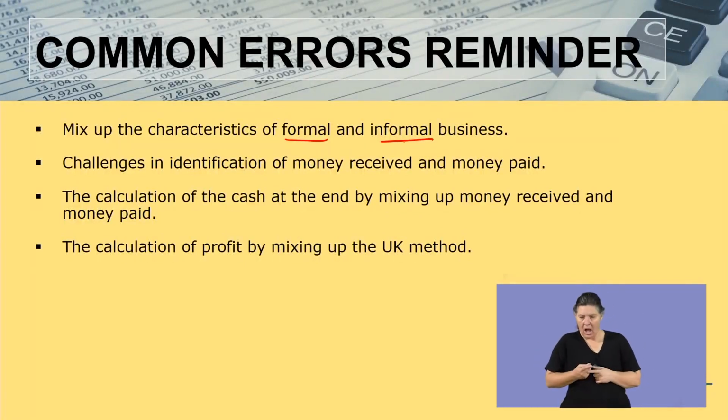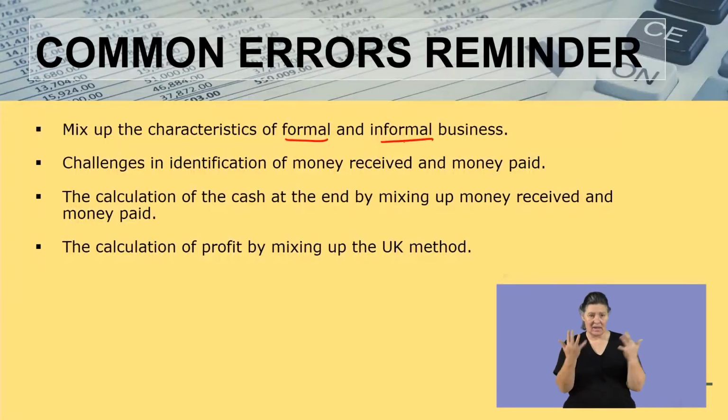The calculation of cash at the end by mixing up money received and money paid. In most cases, if you're not able to tell whether the money was received or the money was paid, you'd have a problem in the calculation of the cash at the end. And then the calculation of profit by mixing up the UK method. It is important that you follow the steps that I showed you. What you want is a percentage over what you have as a percentage. Multiply by what you have in rands to give you what you want as a percentage.